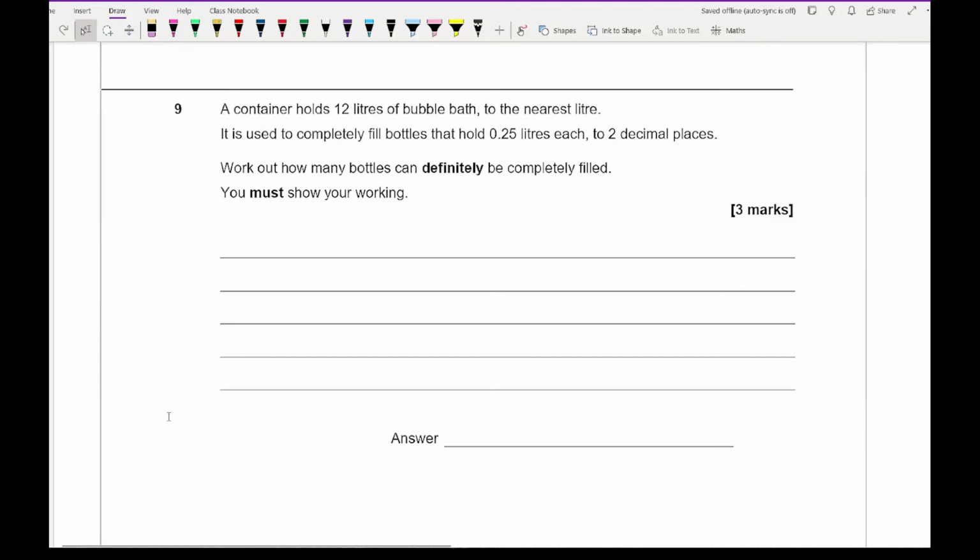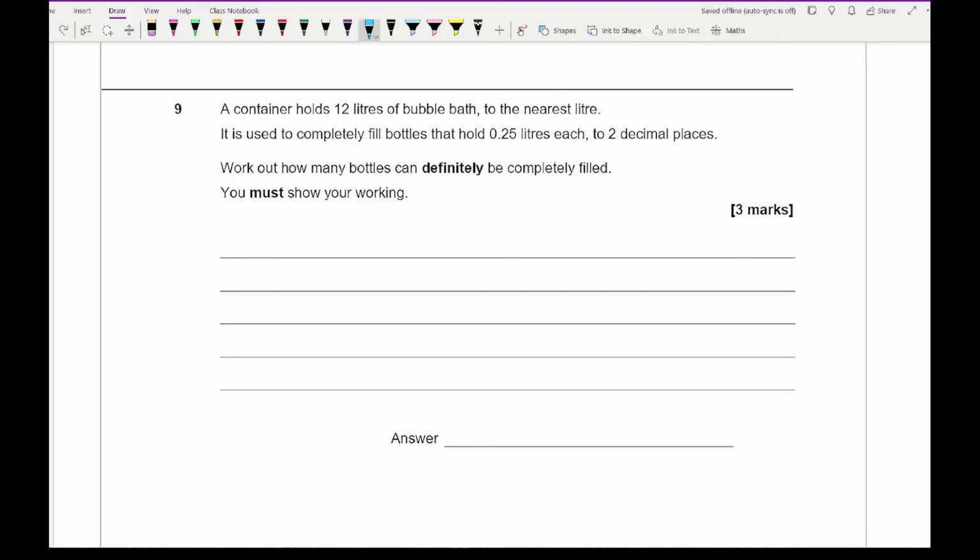Then moving on to our last question, it says that a container holds 12 litres of bubble bath to the nearest litre. It is used to completely fill bottles that hold 0.25 litres each to 2 decimal places. Work out how many bottles can definitely be completely filled. You must show your working out.